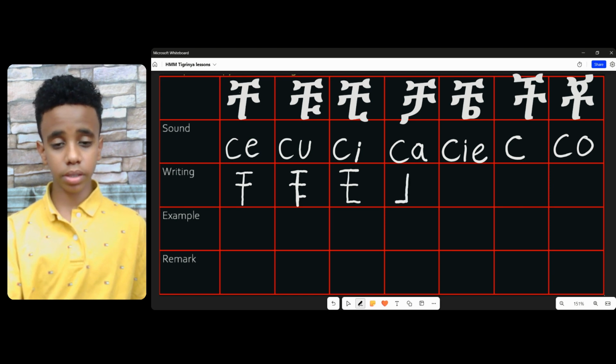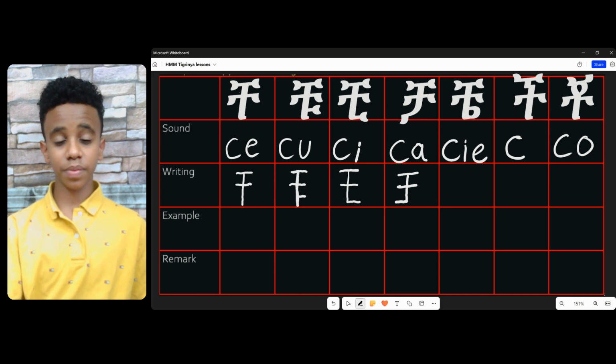Yeah, like this. Then what you will do after that is you'll make ta, right? And then you would make a hat over that. Like this. This is how you write cha. Our fifth letter is the letter che.